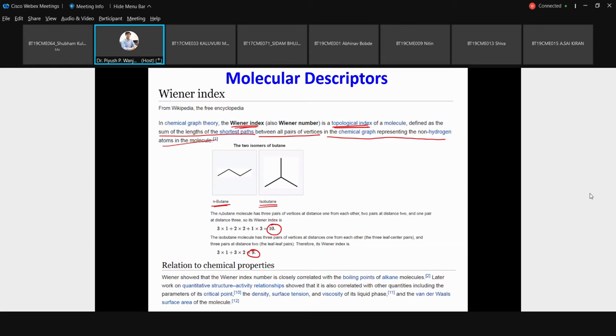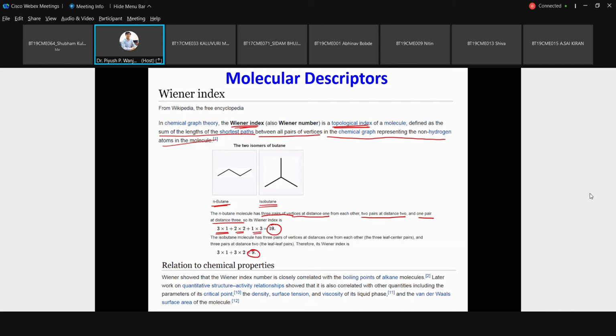If you are considering the N-butane molecule, you have to consider the sum of the lengths of shortest paths between all pairs of vertices. To understand it more clearly, N-butane has three pairs of vertices at distance 1 from each other, shown by 3 into 1. Then there are two pairs at distance 2 and one pair at distance 3, so 2 into 2 and 1 into 3. In total, it becomes 10.